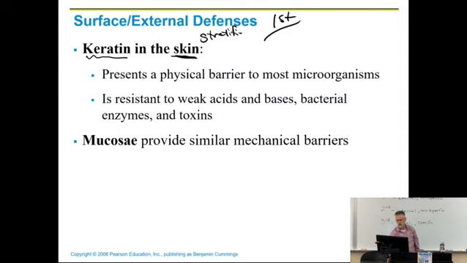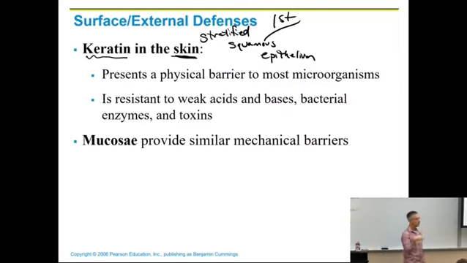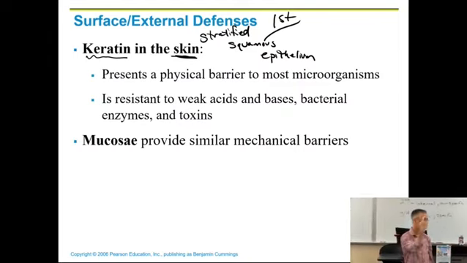All right, so we have our, again, and it may be listed on another slide coming up, stratified squamous epithelium also counts as an example, in this case a cell. That's part of our first line of defense. Keratin is a molecule that's in the skin that also contributes. The mucosae. So the mucosae, any organ that opens to the outside has a mucosal lining to it, right? So we're getting into respiratory system and digestive system and stuff like that. Your mouth is lined with stratified squamous epithelium.